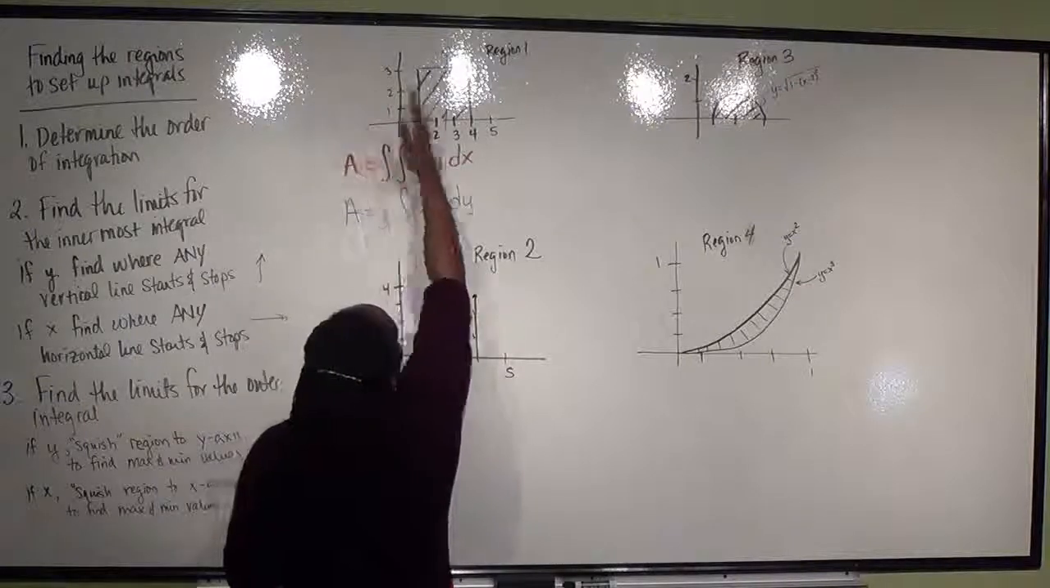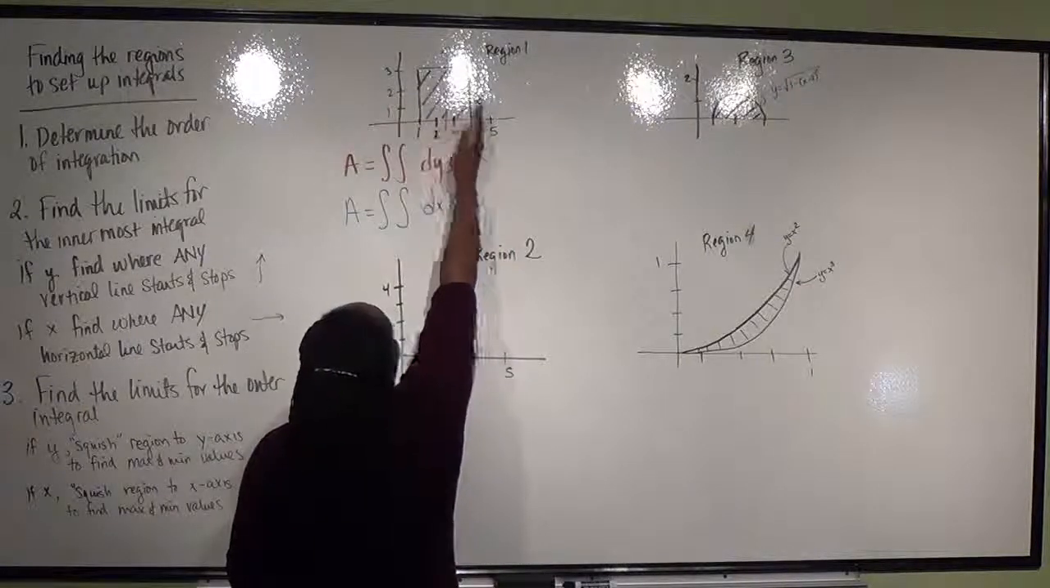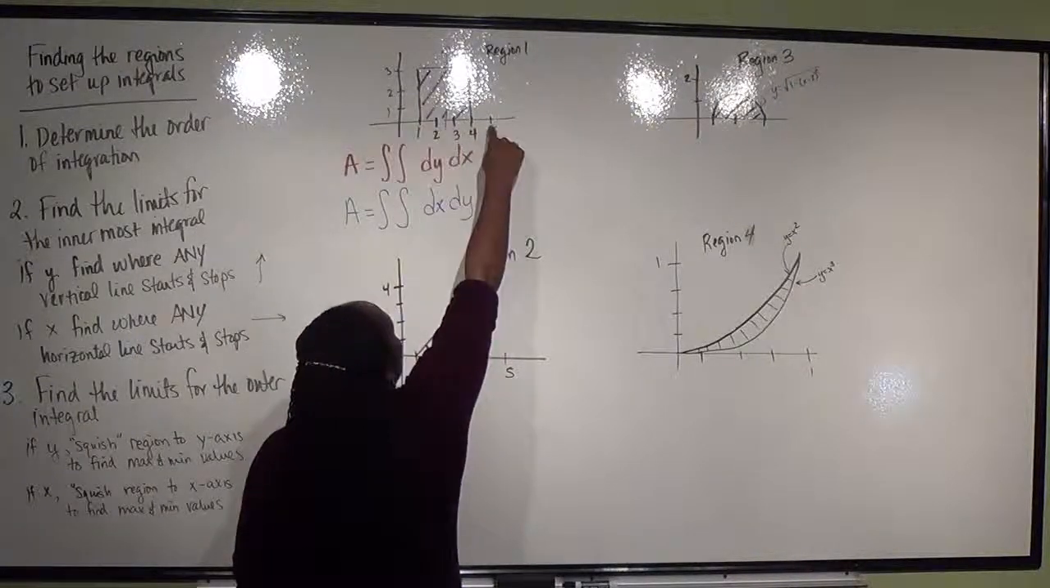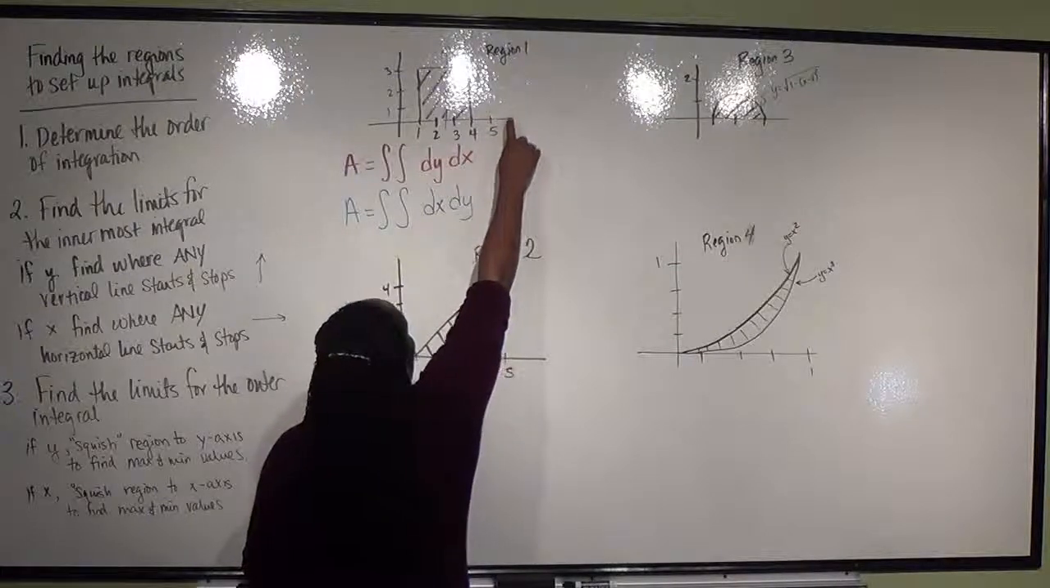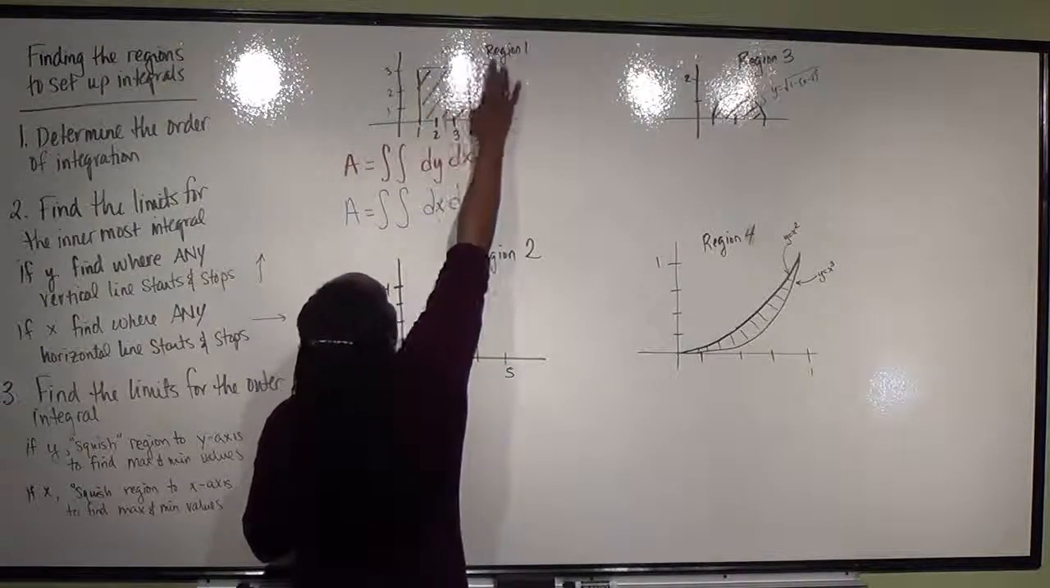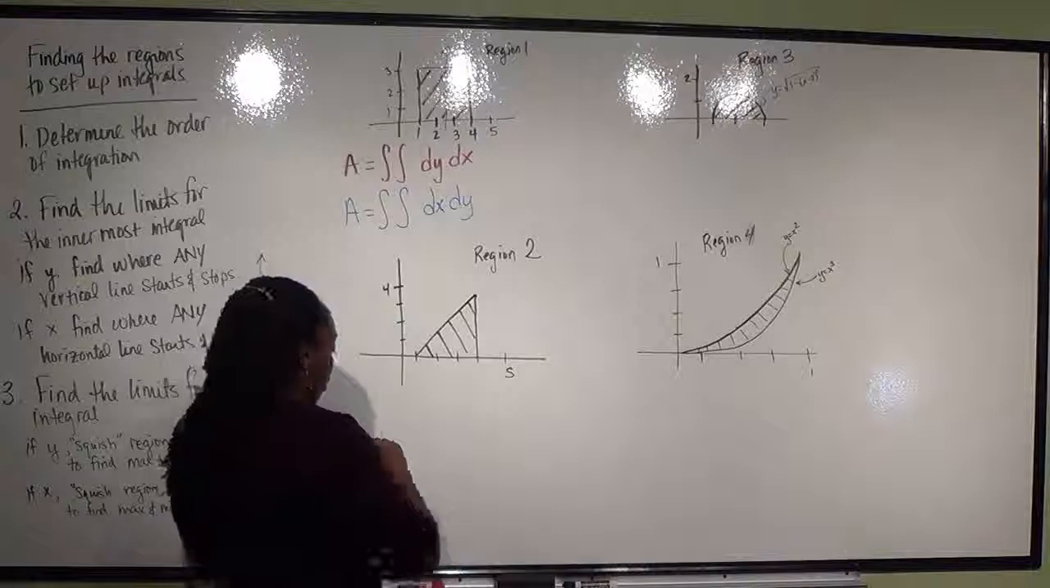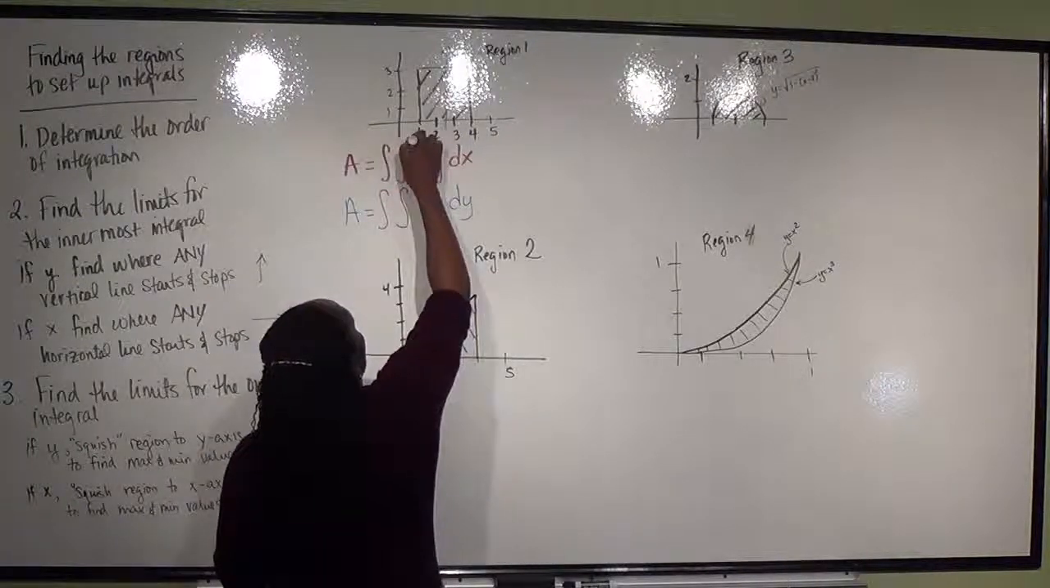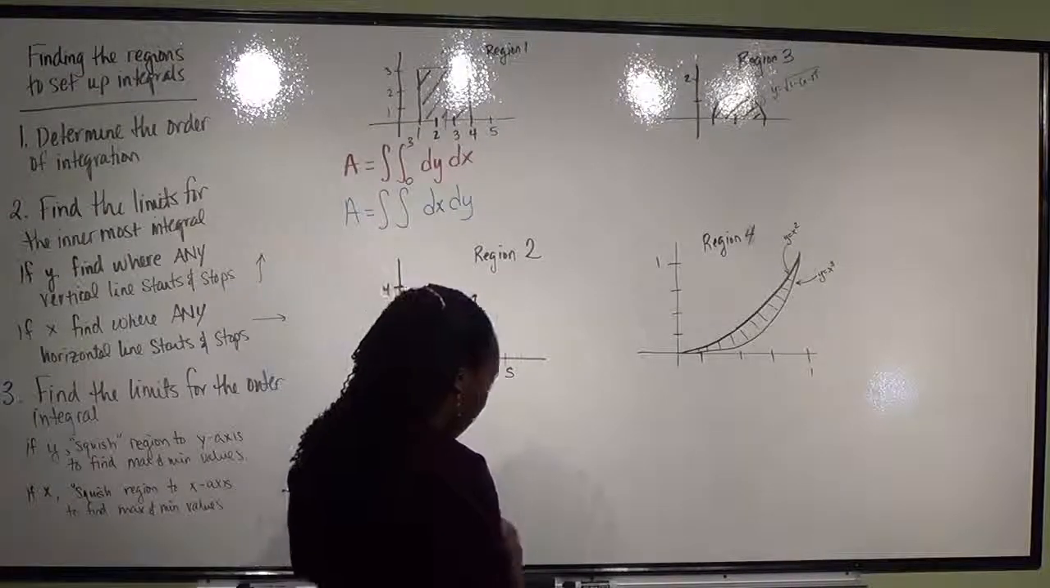And you can see with the rectangular region, the nice thing is, it doesn't matter where that line is, it's always going to start at y equals 0, and it's always going to end at y equals 3. So my limits here are going to be 0 to 3.